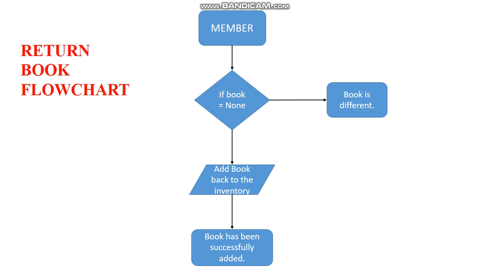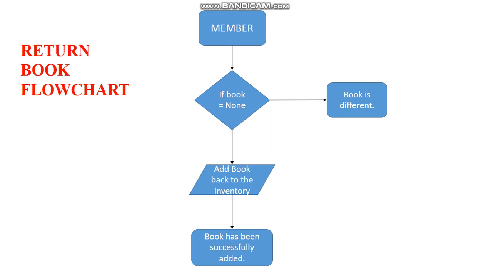Here is the return book flowchart. Here we can see the member is returning a book to the library. The librarian checks if the book is equal to none, then the book is different, and asks them to please give back the same book. And if it satisfies this condition, it adds the book back to the inventory, and it prints the message that the book has been successfully added.